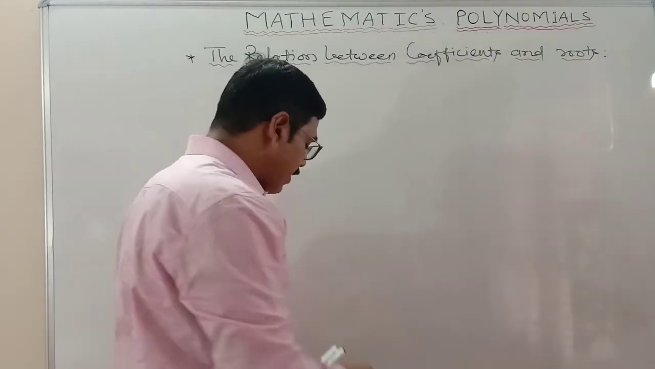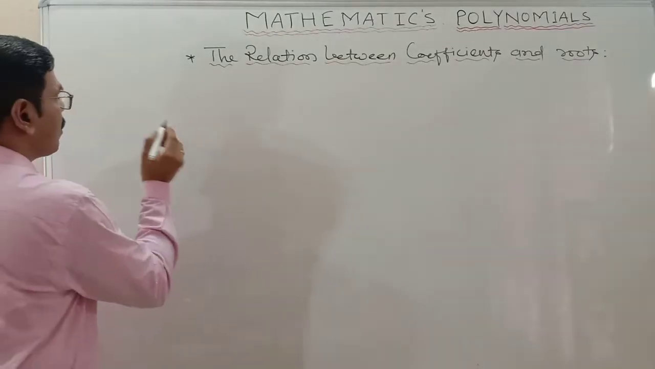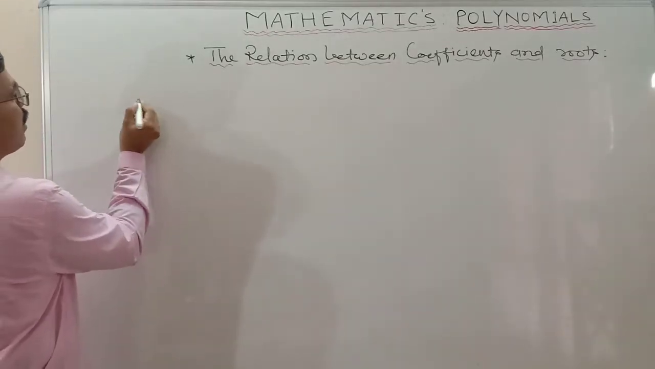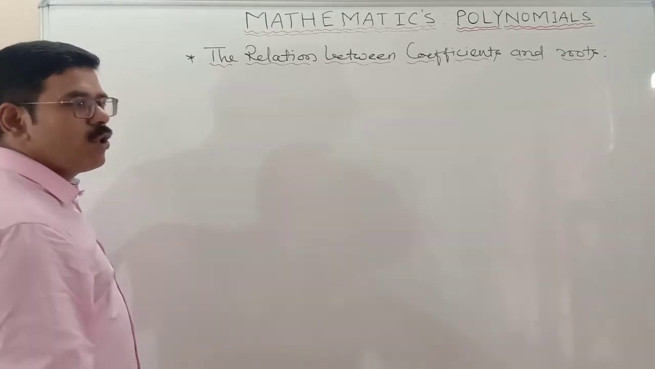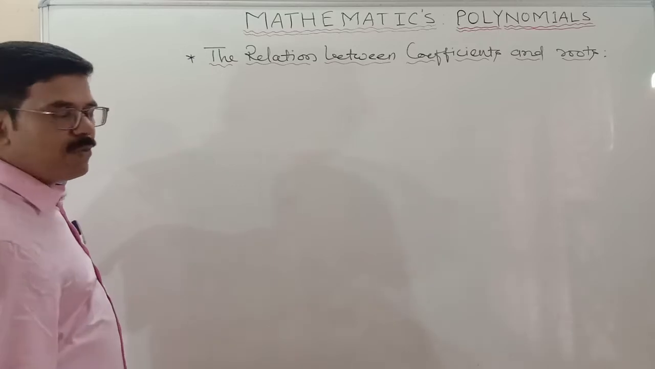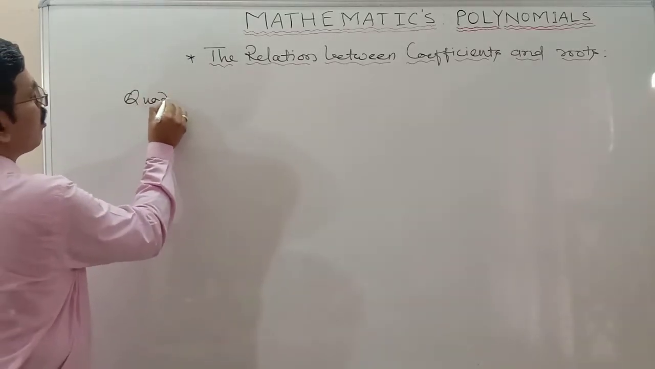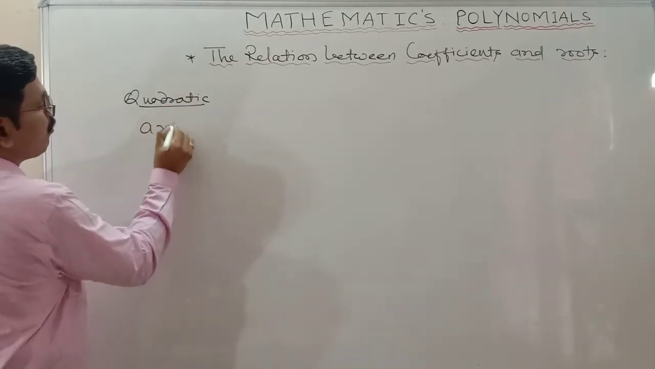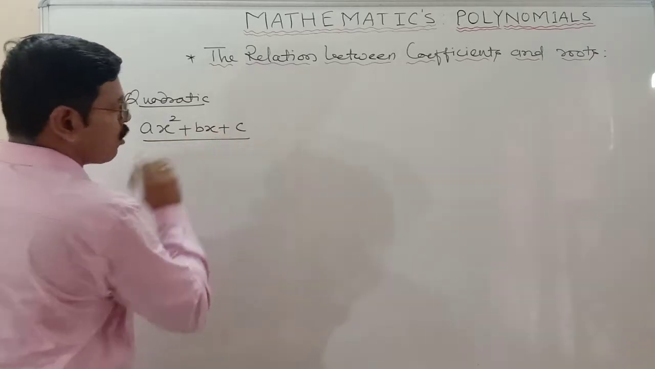So we are writing the general form of the polynomial. See, suppose we have a quadratic polynomial. If we have a linear polynomial, there will be only one root, so no need to check the relation between the roots and coefficients. In case of a quadratic polynomial, the polynomial is ax square plus bx plus c. This is the polynomial.